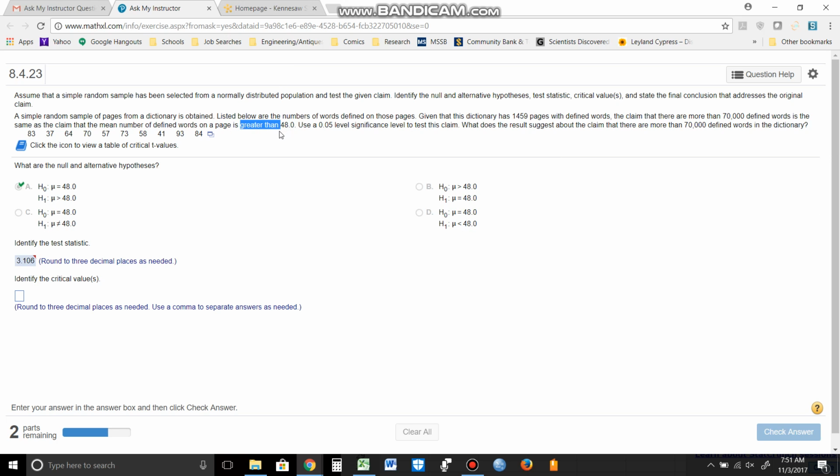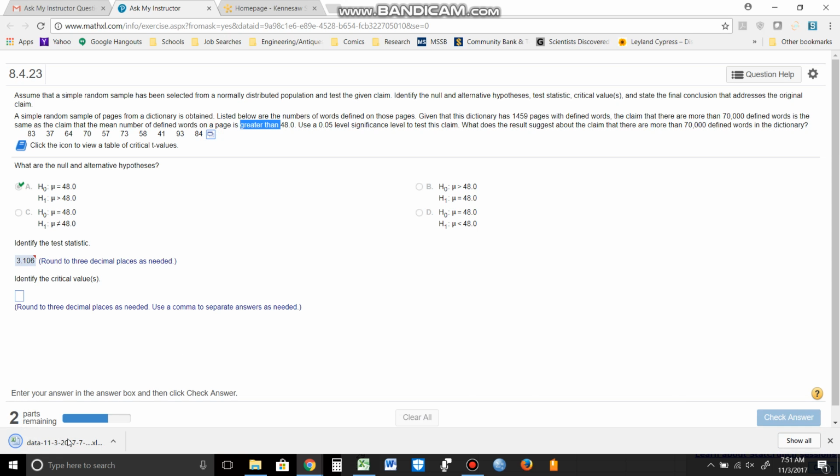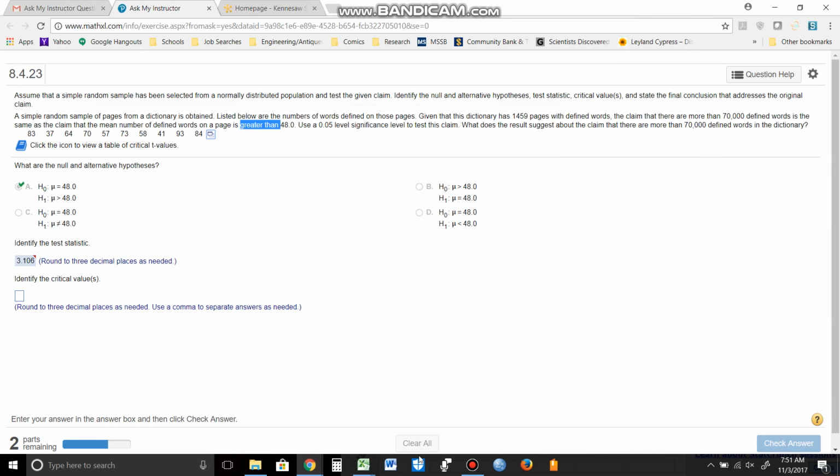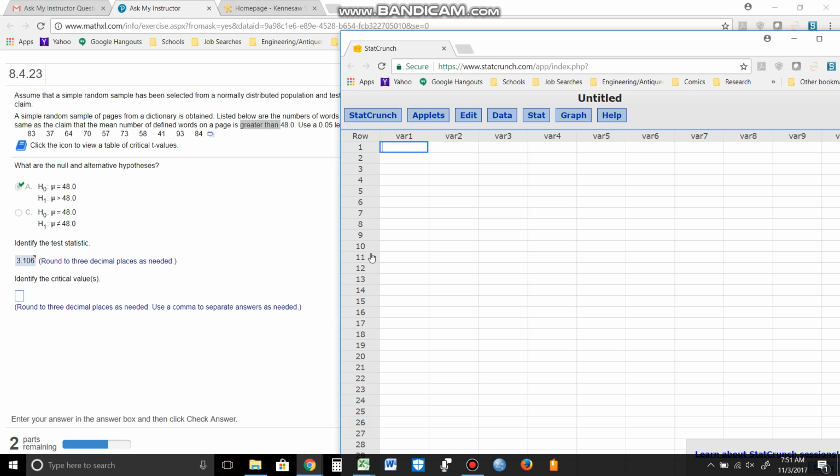Because it says greater than, that means one tail. And specifically greater than 48 is going to be the alternative statement. Alpha is 0.05, and we want to basically test the claim. So here is our data. Let's go ahead and open this data in Excel. So here it is right here. I'm going to copy this data directly into StatCrunch. And there it is right there.